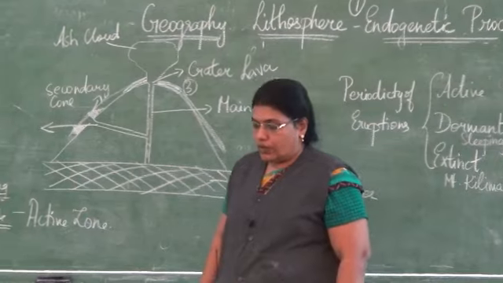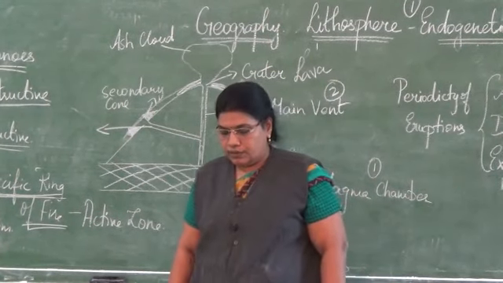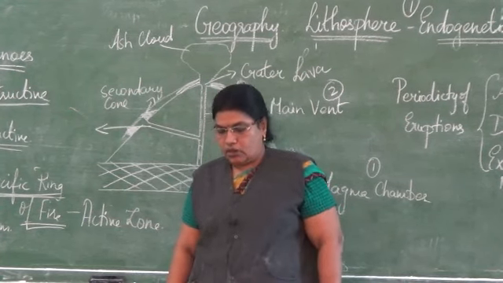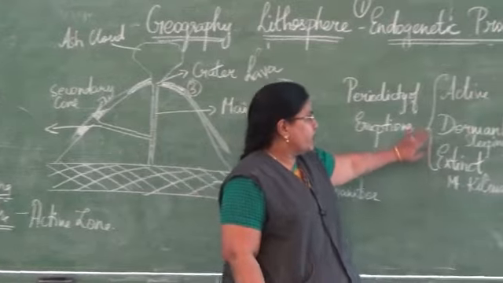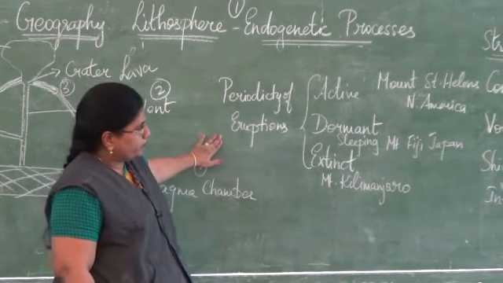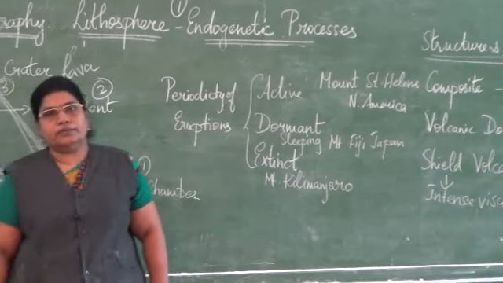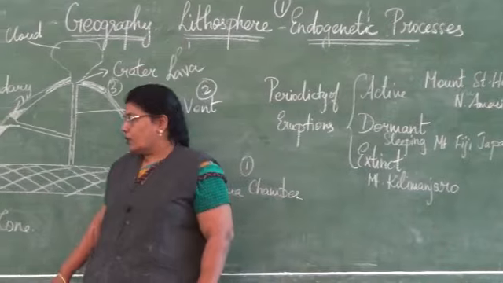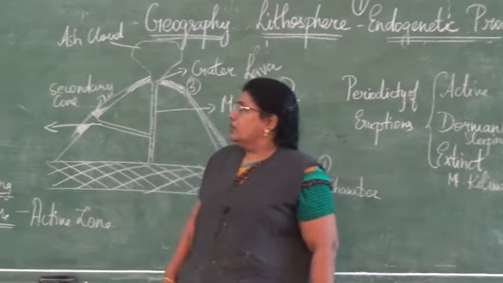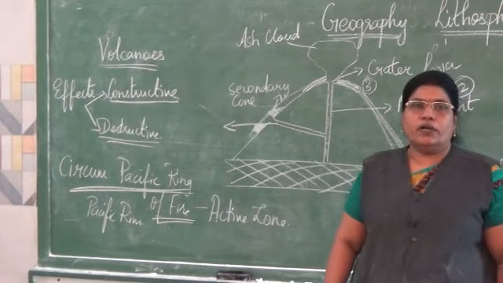About the seismic waves, there are three types: primary, secondary and surface waves. Volcanoes, their structure and composition, classification based on the periodicity of eruptions, classification based on structure and composition, the importance of the Circum-Pacific Ring of Fire, and the constructive and destructive effects of volcanoes.